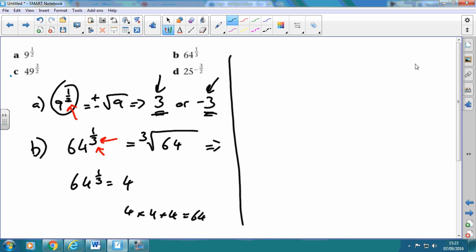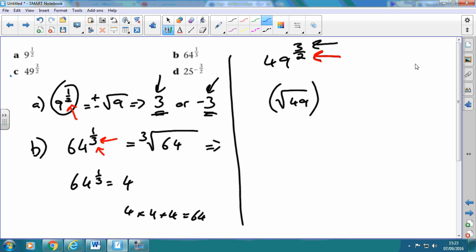So we've got 49 to the power of 3 over 2. Now, the bottom of the fraction, that's the root. The top of the fraction is the power. So what we're going to do is deal with the bottom first of all, so we're going to deal with this 2. That means the square root. So we're going to do the square root of 49, and I'm going to put that in brackets.